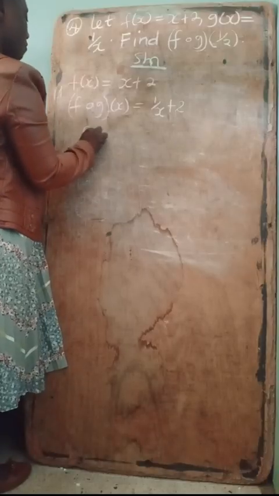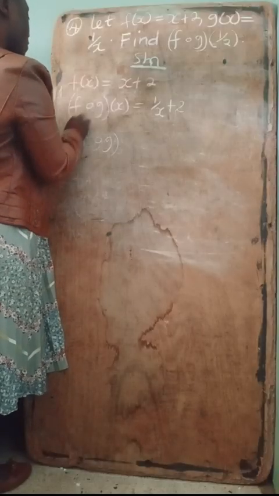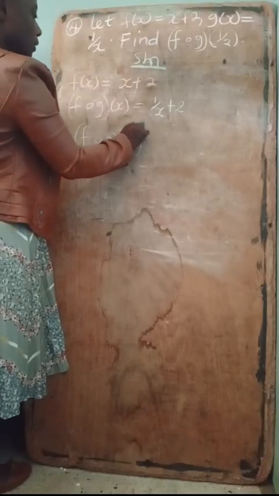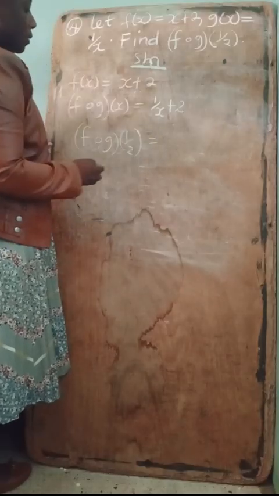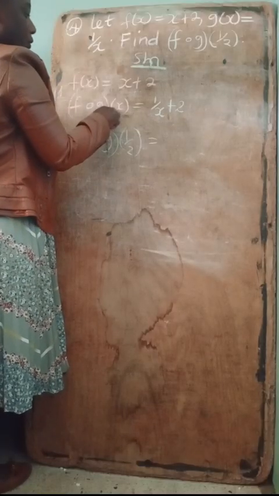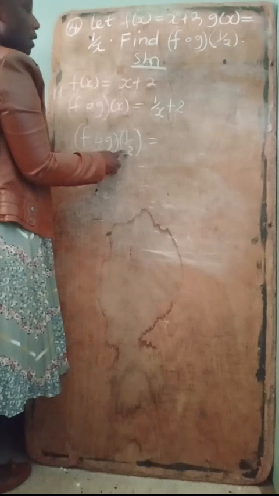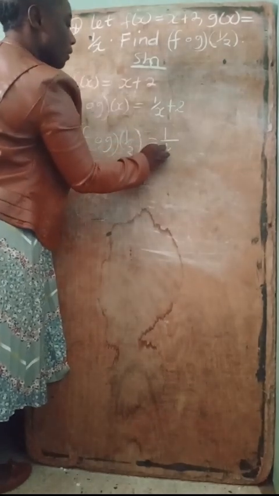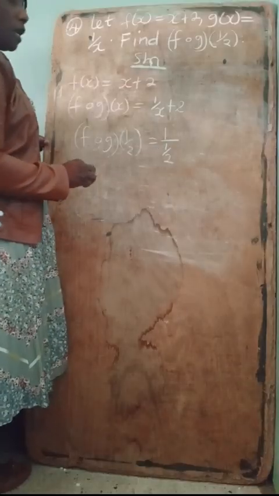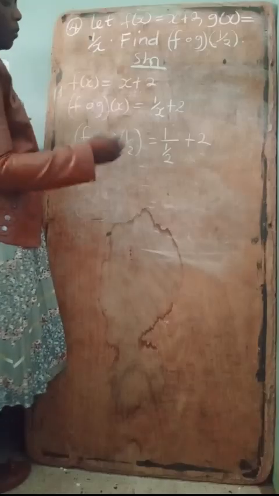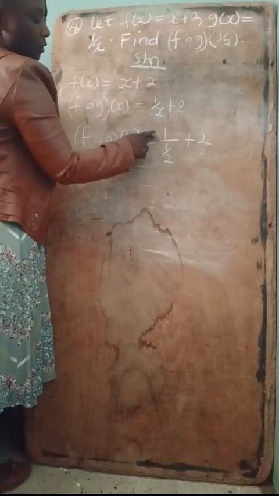After doing that, we are told that now we should find the f of g of a half. So f of g of a half is equal to, where there is the x this time around, we're not putting x, but we're putting a half. So this simply means that we have a 1 on top. Down here we have a half plus 2.